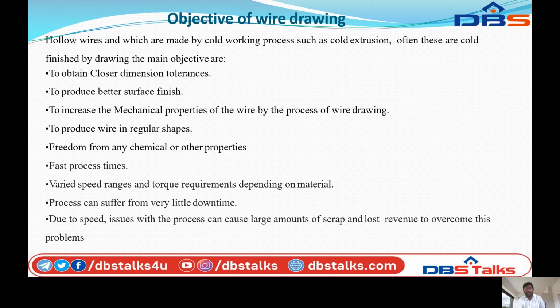Coming to the objectives of wire drawing. What are the objectives? Hollow wires are made by cold working processes such as cold extrusion, and are often cold finished by drawing. The major objectives are to obtain closer dimensional tolerance, to produce better surface finish, to increase the mechanical properties of the wire by the process of wire drawing, to produce wire in regular shapes, freedom from any chemical or other properties, and fast process time.